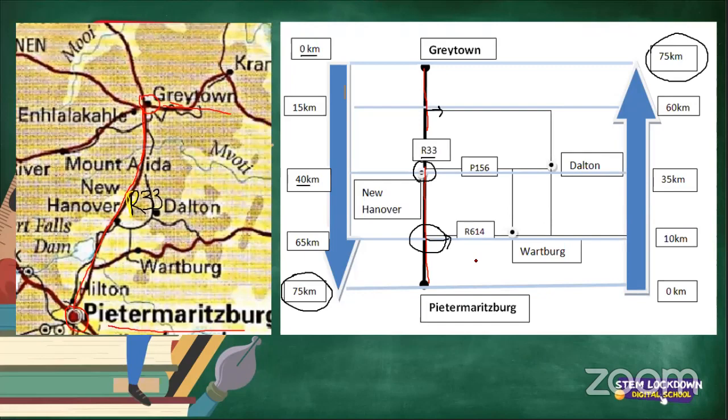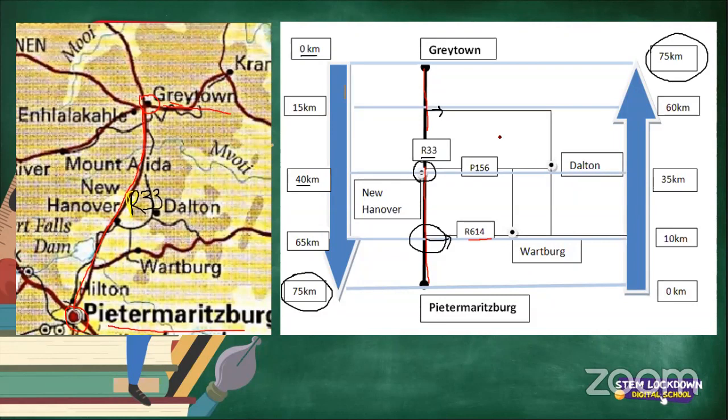Okay, this road, which is about 10 kilometers from Pietermaritzburg, is R614, right? That is the name of the road. Remember, these are provincial or regional roads. This road goes to Wartburg and it continues. And then there's another road called P156. This road will take you from New Hanover all the way to Dalton.